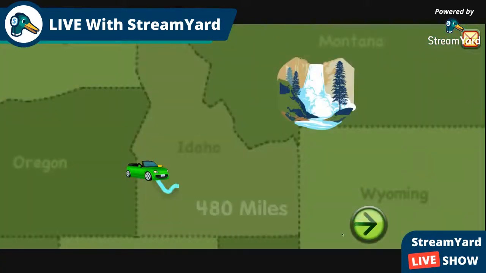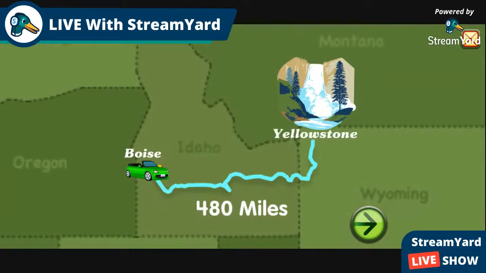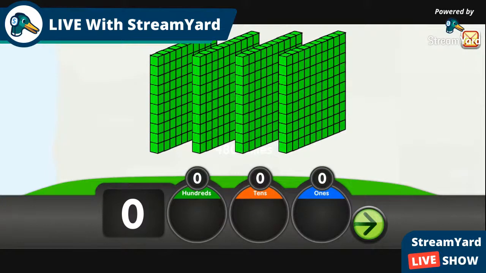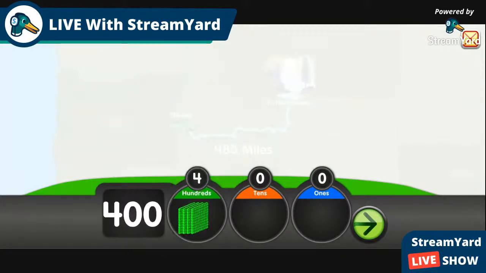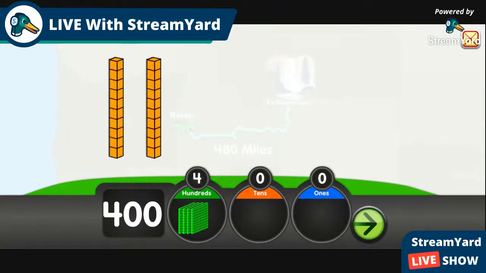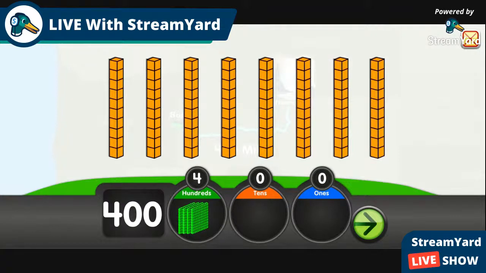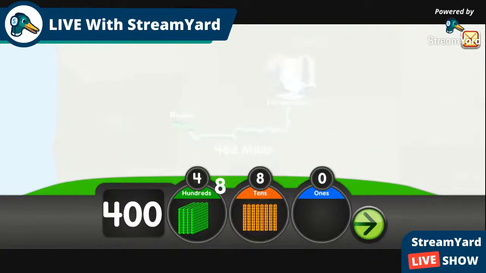It is 480 miles from Boise to Yellowstone National Park. That's 1, 2, 3, 4, 4 hundreds and 1, 2, 3, 4, 5, 6, 7, 8, 8 tens and 0 ones equals 480 miles. Come on, let's go.